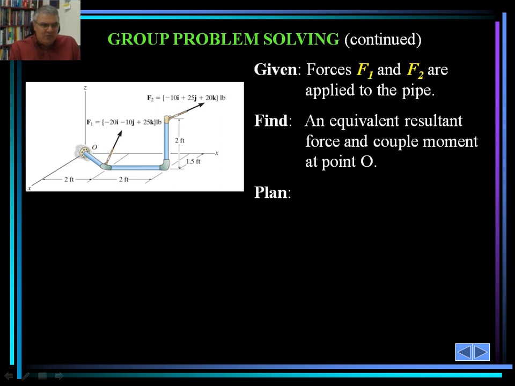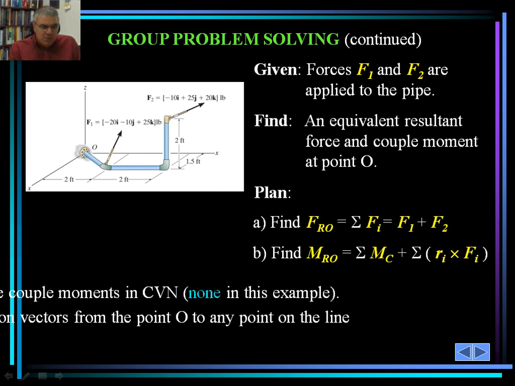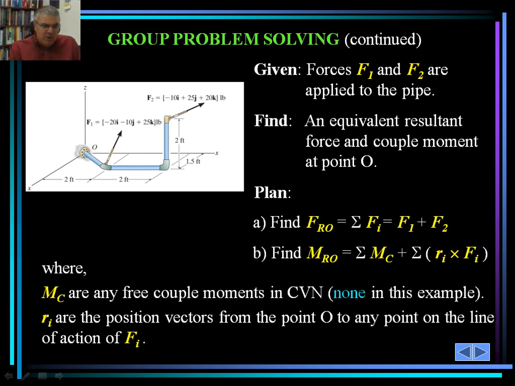So then there's the second problem. In this particular problem, we are given forces F1 and F2 that are applied to the pipe, and the equivalent resultant force and couple moment at point O is what we would like to determine. First, we are going to take the summation of forces. We call it the sum of F sub i, since this is in vector form.